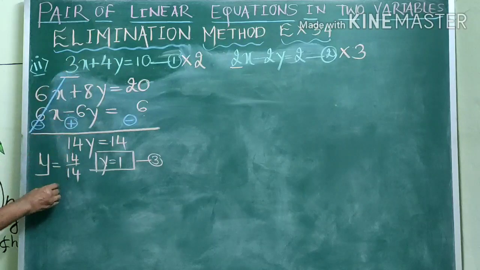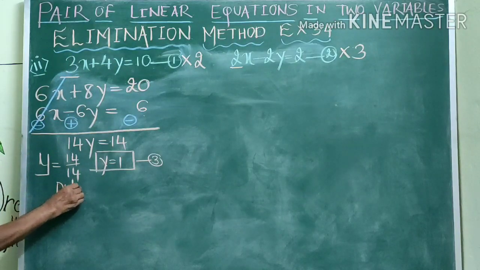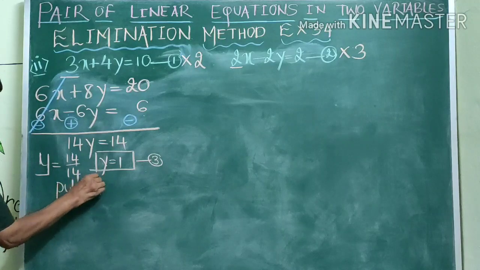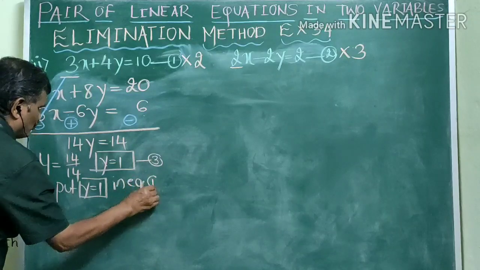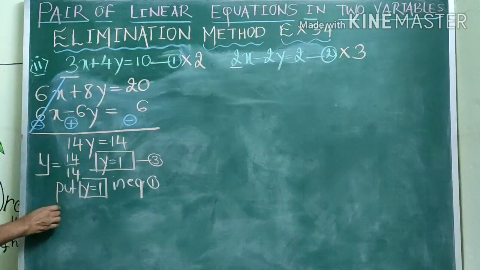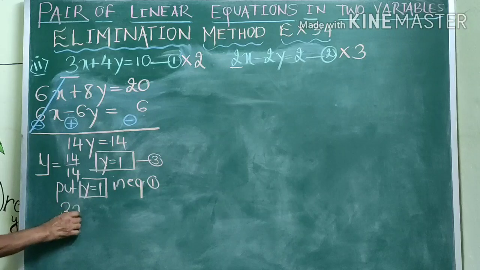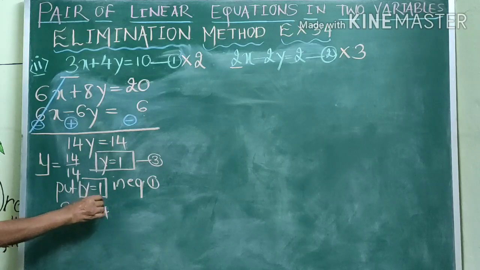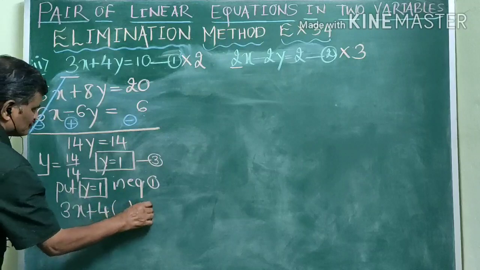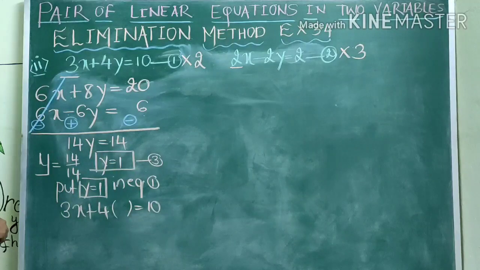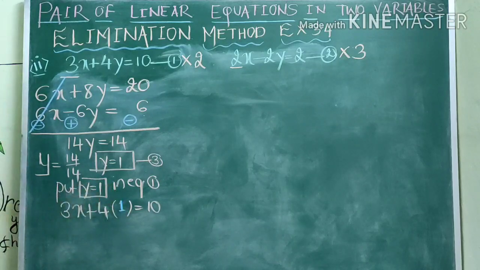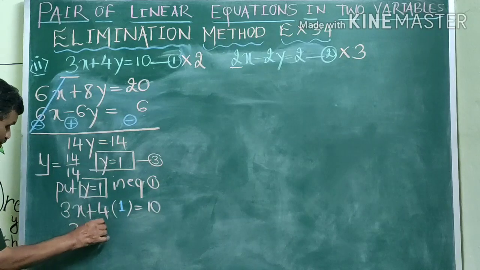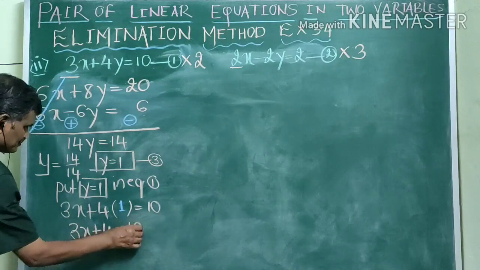So what is going to happen is, put y is equal to 1 in equation 1. What happens? Let us see. So here I will write 3x plus 4 into, what is the value of y? Just now we have calculated. It is 1. So as I have written here, 1. So this bracket becomes what? 3x plus 4 is equal to 10.